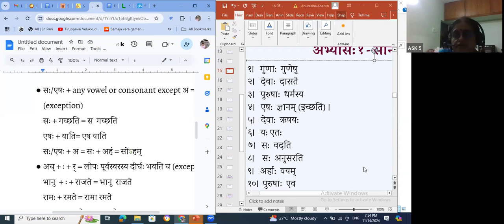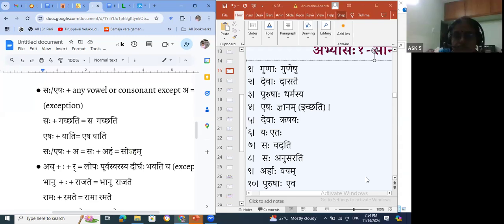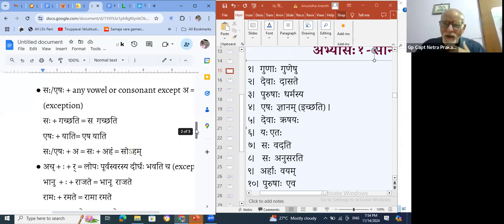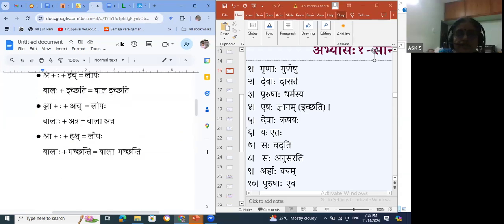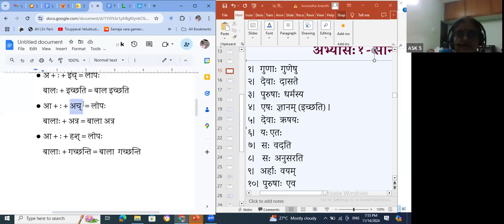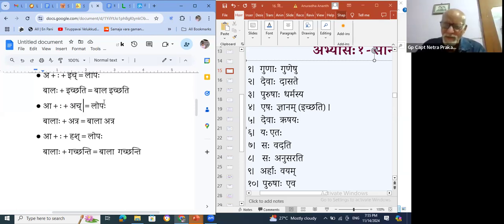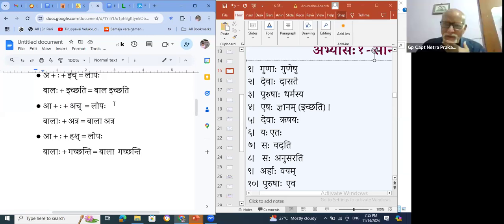Next, Netra Prakash Mahodaya. Devah Rishayah. Same. Deva Rishayah. What is the rule? A followed by Ach. Why? Because R is an Ach. Correct. Then lopa asti. So Deva Rishayah.